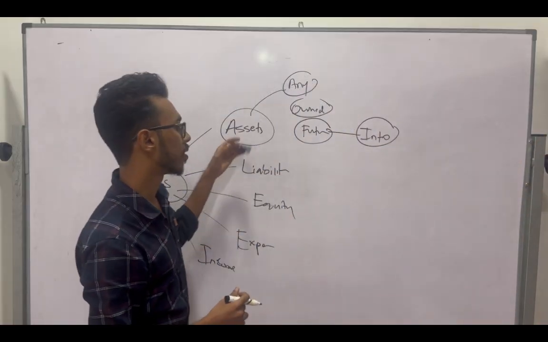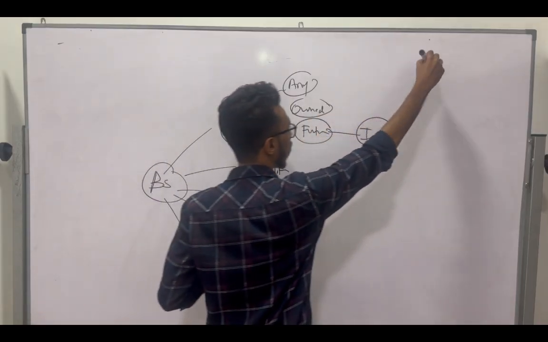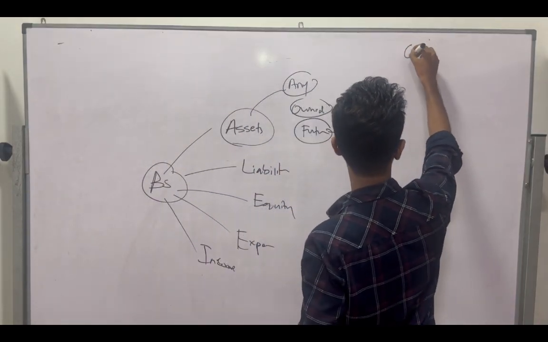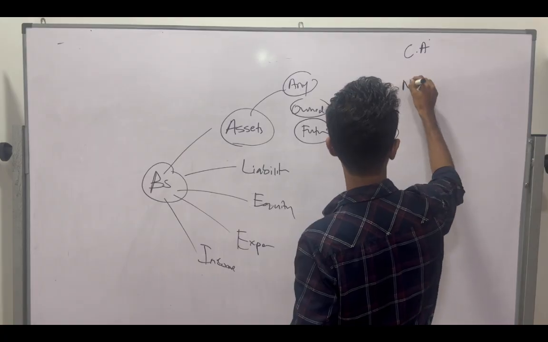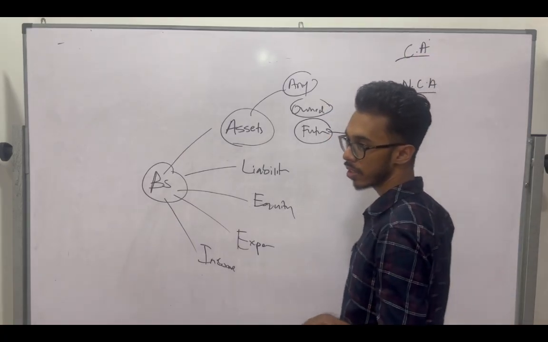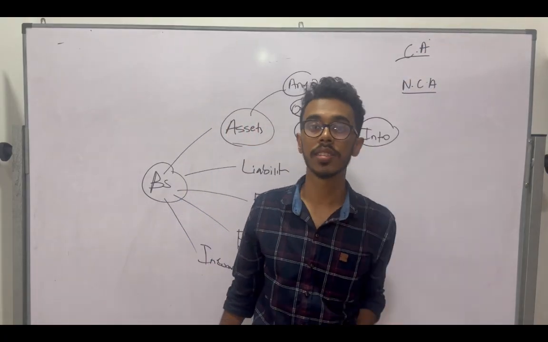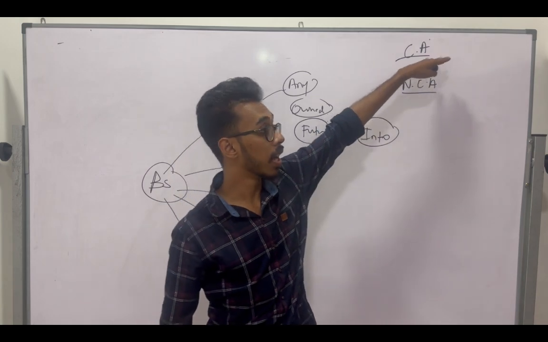So that is an asset. This asset can be divided into 2 types. Assets are divided into 2 types: current assets and non-current assets. Current assets are the things which will be consumed within a period of 1 year. Within a period of 1 year, these assets will be used. That is what we call current assets.